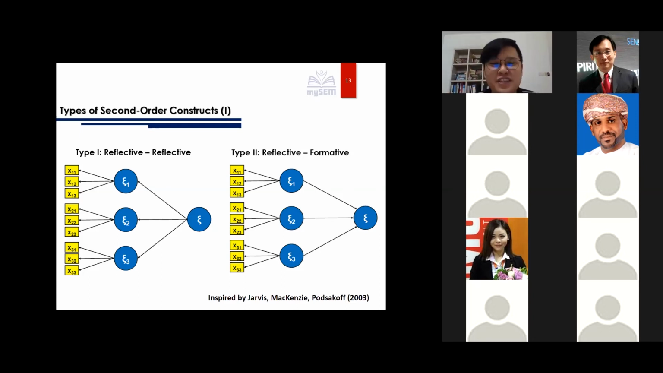Okay, so Jarvis mentioned that there are 4 types of second order construct. The first type will be the most common one, which we call reflective, where you can see your lower order construct points to the items, reflective, and your second order construct points to the dimensions, also called reflective. Okay, and we have type 2. The type 2 will be reflective formative, where the lower order construct and the items themselves are reflective, but when it comes to forming the second order construct, the dimension arrows point to the second order construct, and therefore this is what we call formative. So this will be type 2.